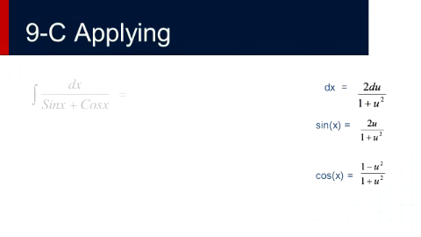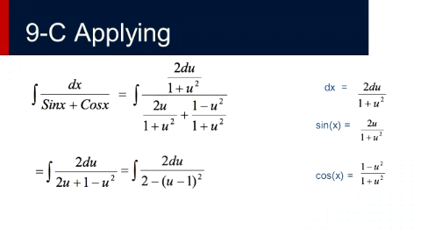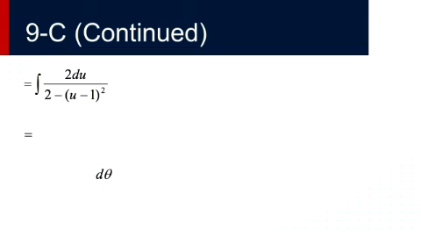Here our problem is the integral of dx over sine x plus cosine x. All we have to do is just plug in, it's all right there. Plug in and then simplify. And then we would get 2 du over 2u plus 1 minus u squared. And now let's rearrange the negatives, and then we could set it up as 2 minus (u minus 1) squared on the bottom. And so continuing from that, we could let z equal u minus 1, and the derivative of that would be just du. And so then we substitute that in, and we get 2 dz over 2 minus z squared.